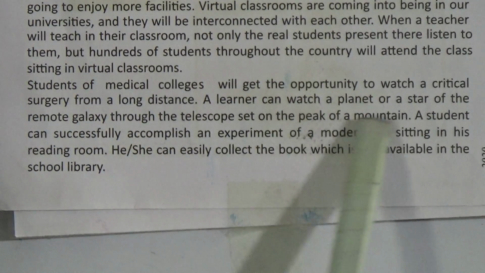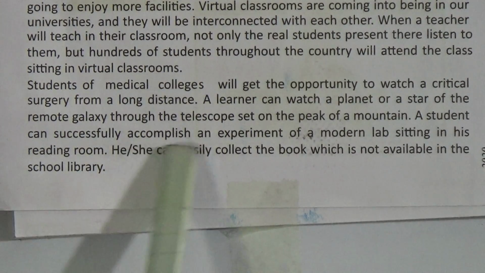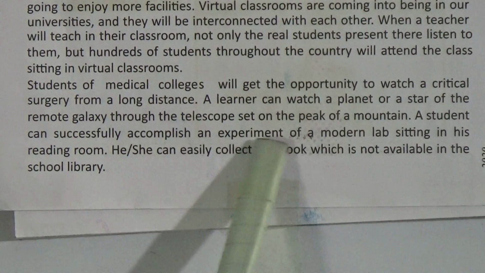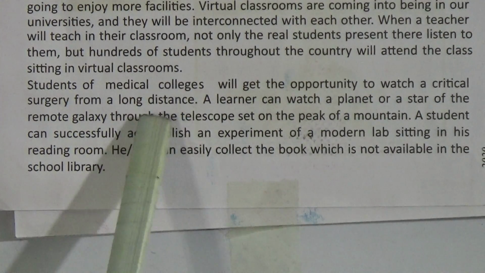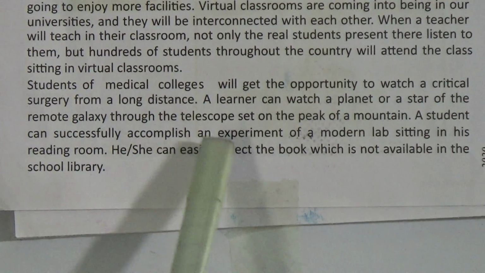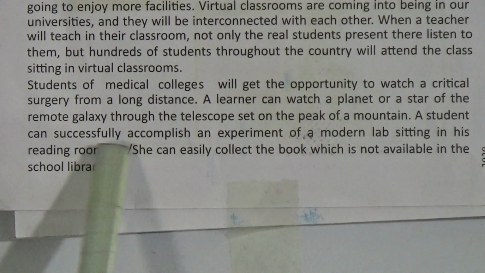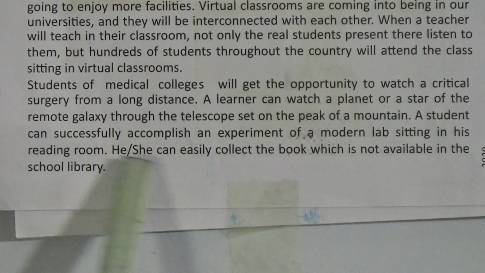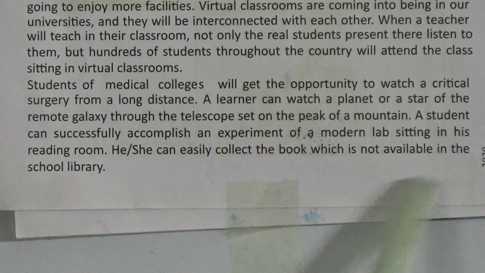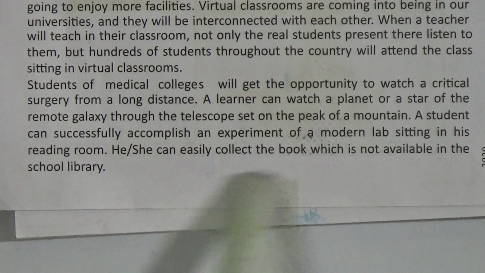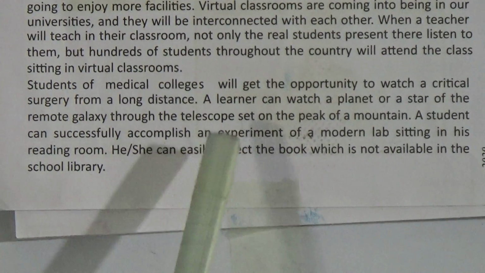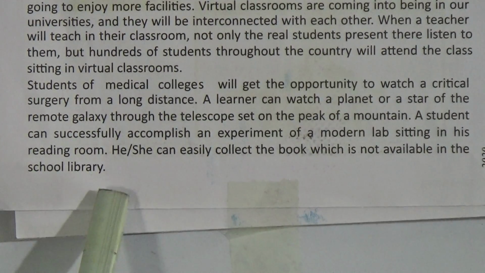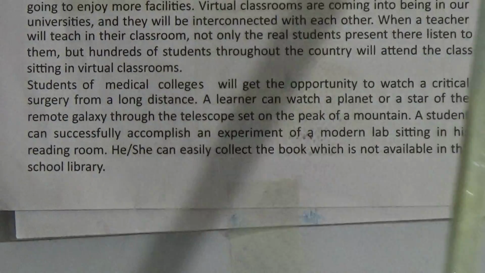A learner can watch a planet or a star of the remote galaxy through the telescope set on the peak of a mountain. Suppose there is a telescope set on the peak of a mountain somewhere. You can see that view through internet sitting in your home as well. A student can successfully accomplish an experiment of a modern lab sitting in his reading room. She can easily collect the book which is not available in the school library. So either it's a science experiment or it can be a book you don't have. You can avail all these things through the internet. Let's look at the next page.